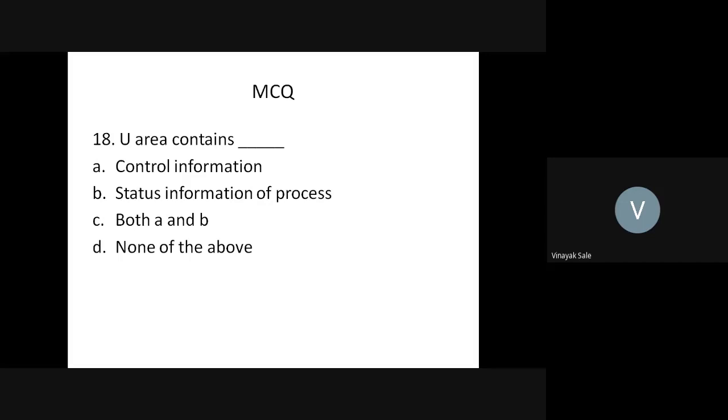Then next question, U area, that is user area, contains A control information, B status information of process, C both A and B, and D none of the above. So user area contains both control information and status information of the process.